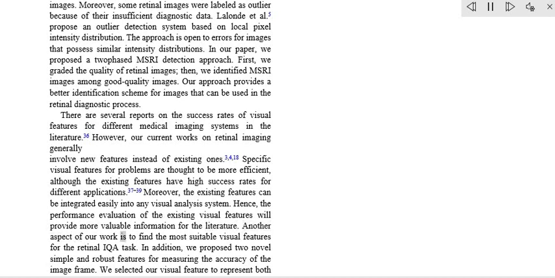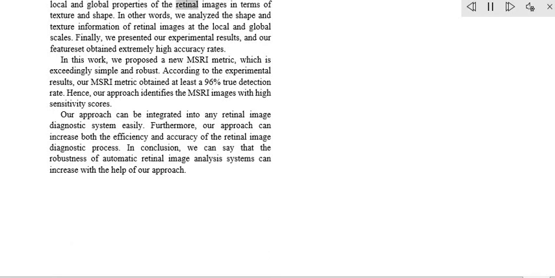Another aspect of our work is to find the most suitable visual features for the retinal IQA task. In addition, we proposed two novel simple and robust features for measuring the accuracy of the image frame. We selected our visual feature to represent both local and global properties of the retinal images in terms of texture and shape. In other words, we analyzed the shape and texture information of retinal images at the local and global scales. Finally, we presented our experimental results, and our feature set obtained extremely high accuracy rates.